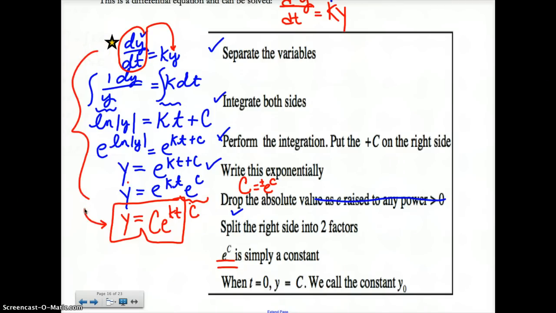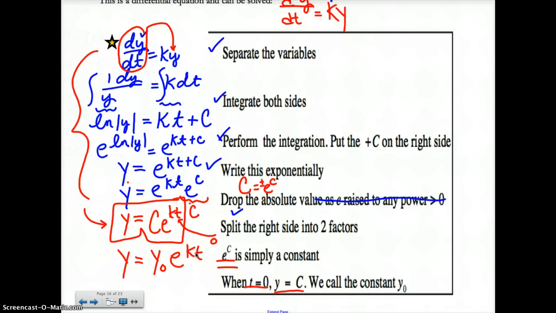And even furthermore, if I say, well, what happens at time 0? Well, at time 0, I'd have c times e to the 0, which is just c itself. So when t is equal to 0, I get that constant. So sometimes we'll say this constant's always going to be what happens at time 0, so they'll write it as y sub 0, e to the kt.